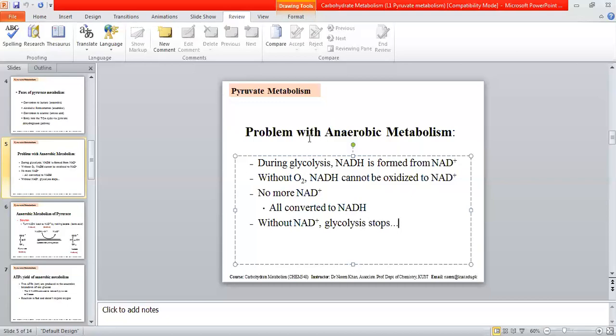So in anaerobic metabolism, the serious problem is that glycolysis produces the NADH, which cannot be oxidized, so it is stored. And when all NAD oxidized form is consumed, even the glycolysis will stop. So the small percentage of energy which was being released will now be stopped.